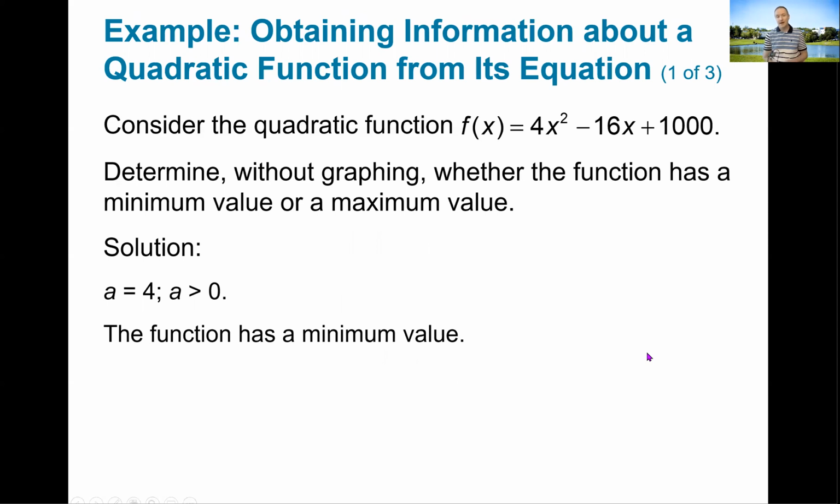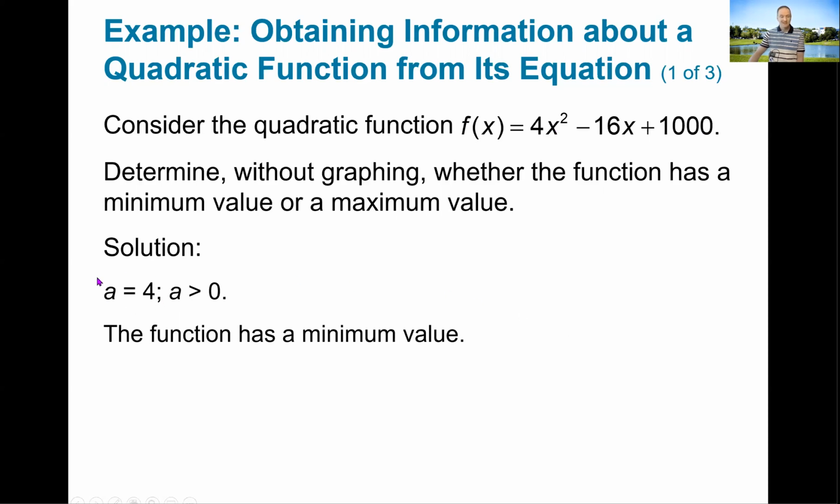Now, to see that in action, let's say we're looking at the quadratic function 4x squared minus 16x plus 1,000. I want to determine without graphing whether the function has a minimum or maximum value. Well, that's super simple, because it's a positive 4x squared. Every single time the coefficient of x squared is positive, your function points up, which means it has a minimum.